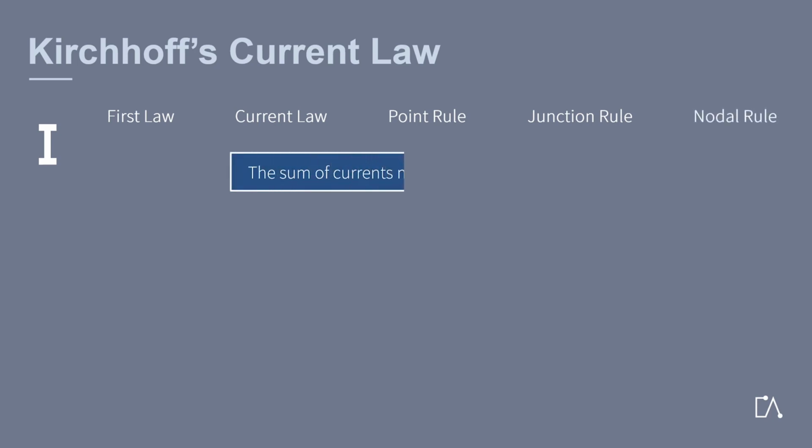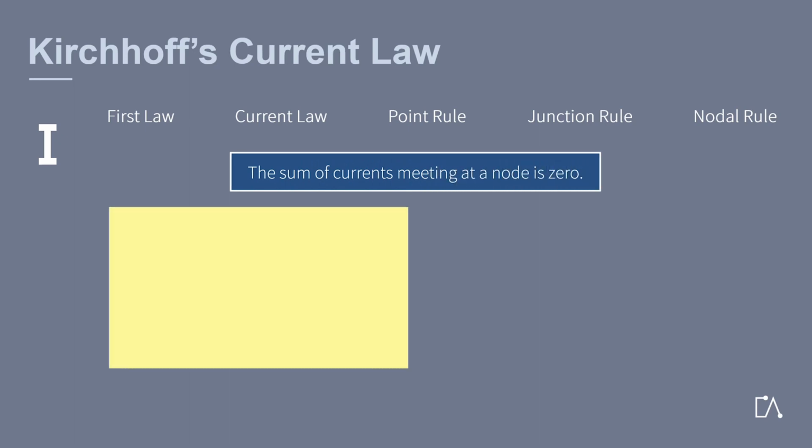Let us start with Kirchhoff's circuit laws. These are two laws, which help us to understand, analyze, and calculate the voltages and currents in greater circuits. The first law is often called Kirchhoff's current law, Kirchhoff's point rule, Kirchhoff's junction rule, or Kirchhoff's nodal rule. It states that the sum of currents meeting at a node is zero. Well, what does that mean?